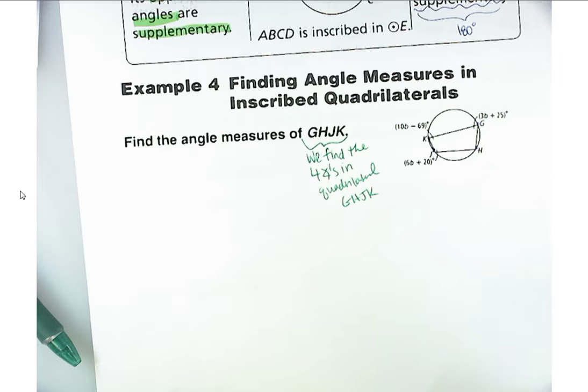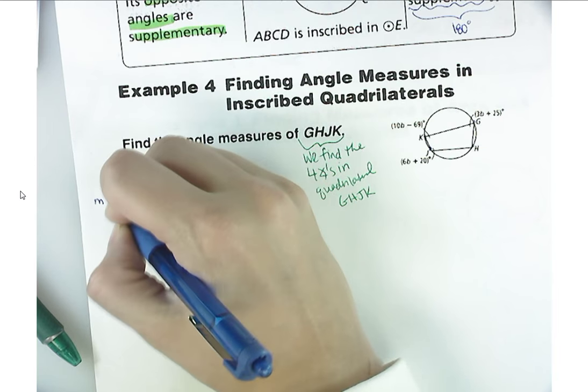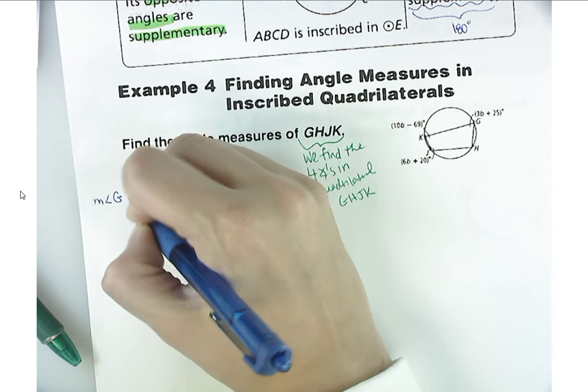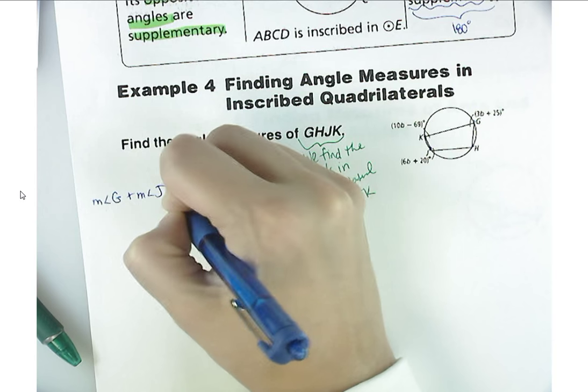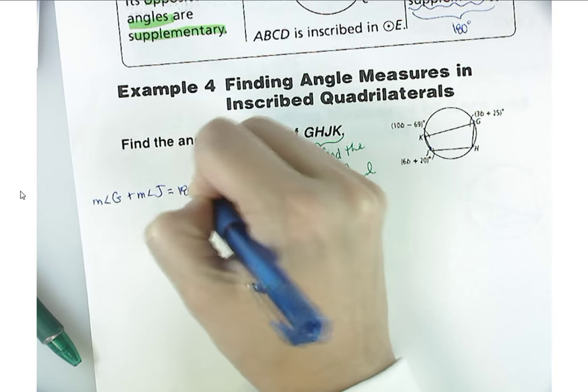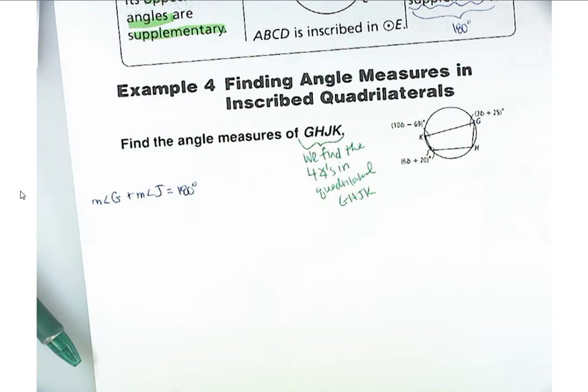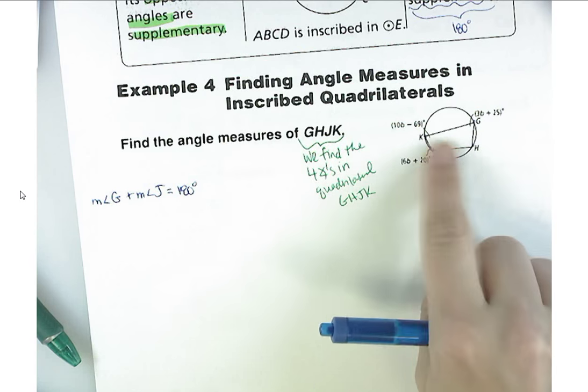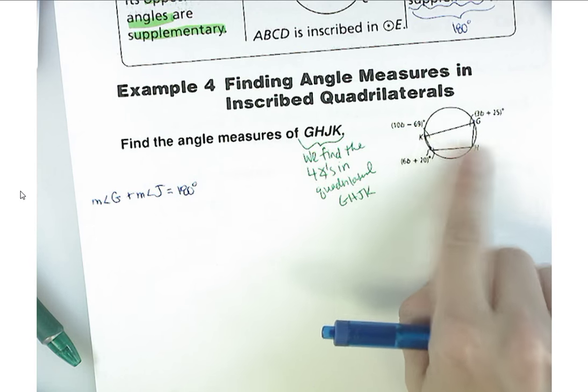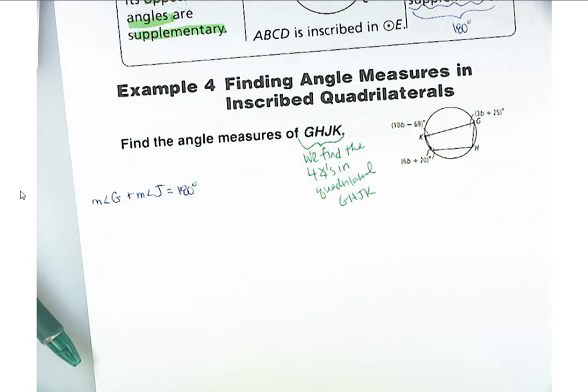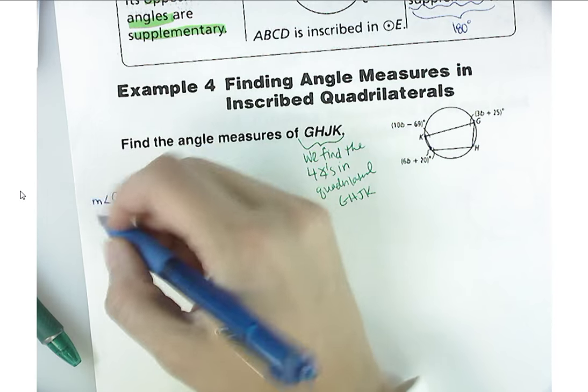So then the measure of angle G plus the measure of angle J is going to equal 180 degrees. We're not setting them equal to each other. We don't know if they're equal. We know that they're supplementary. Why am I not setting these two together? I don't have what H is, right? So we're going to have to do some investigating.